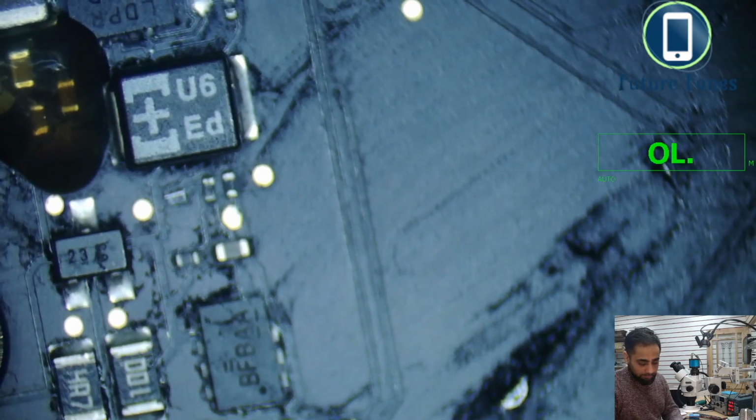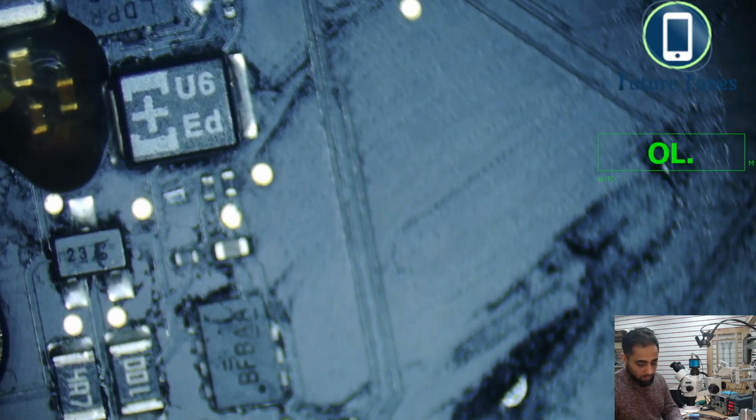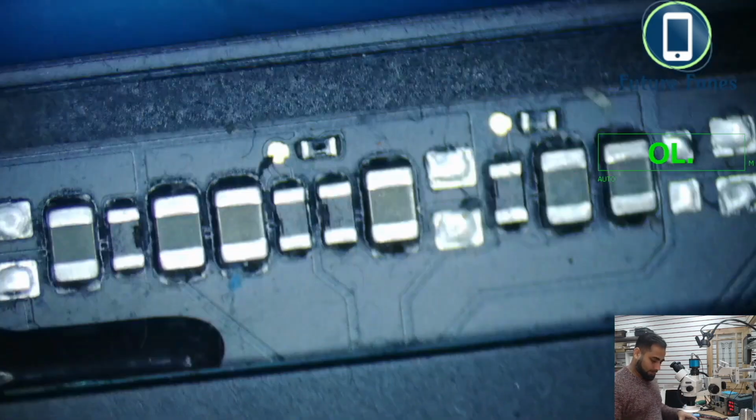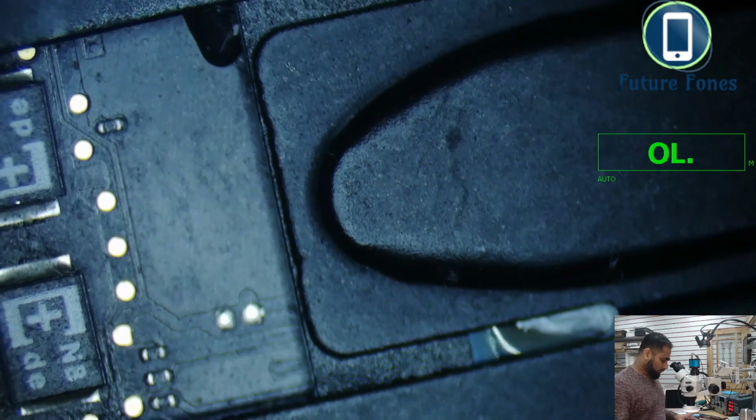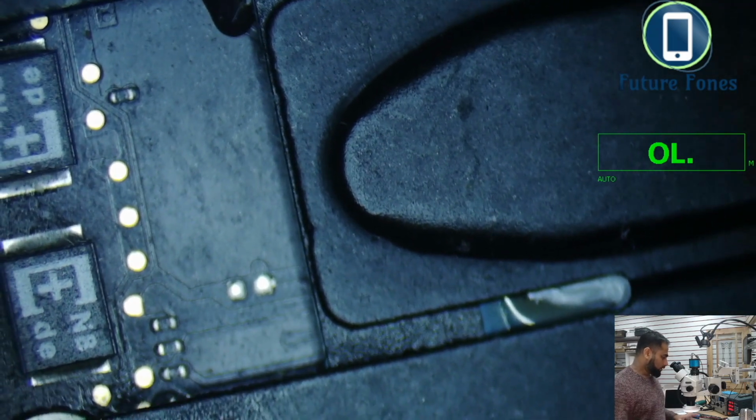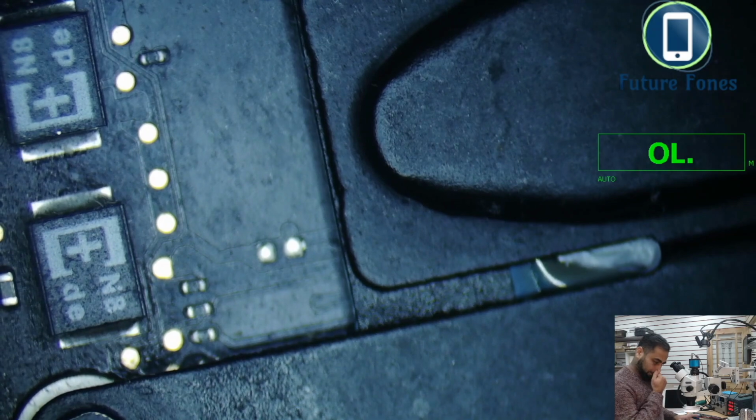Let's test now. Okay, we have a green light. Okay, wait, what happened? So it's stuck at 52.052 milliamps. Have we got the 3.42 now?